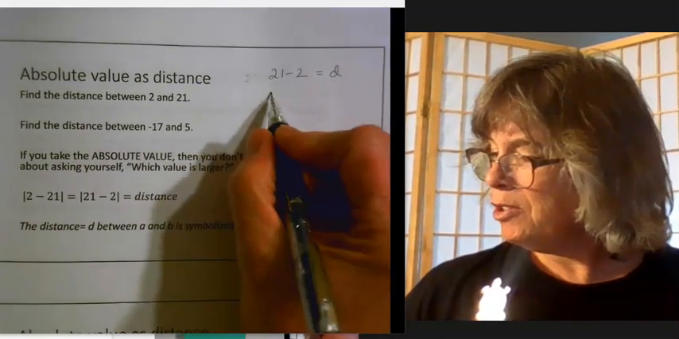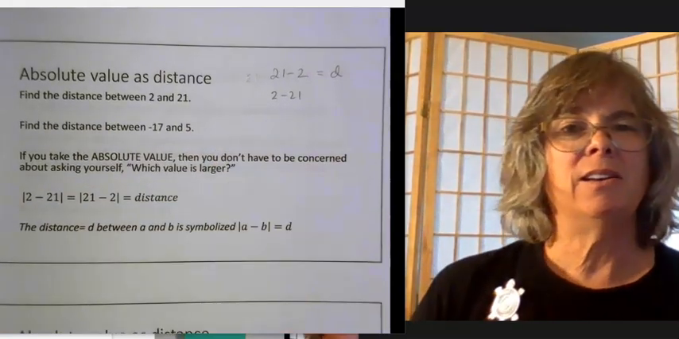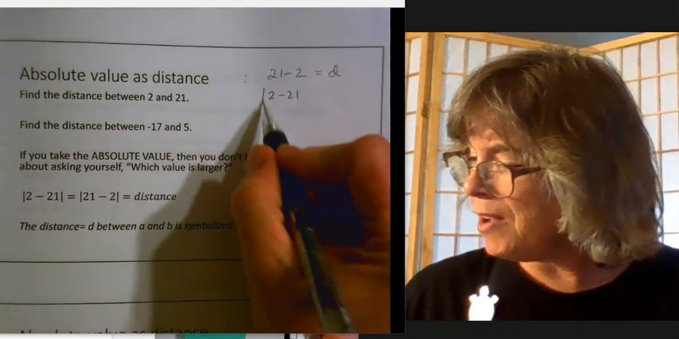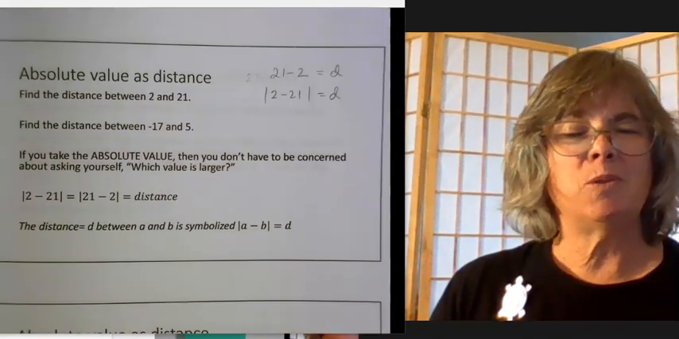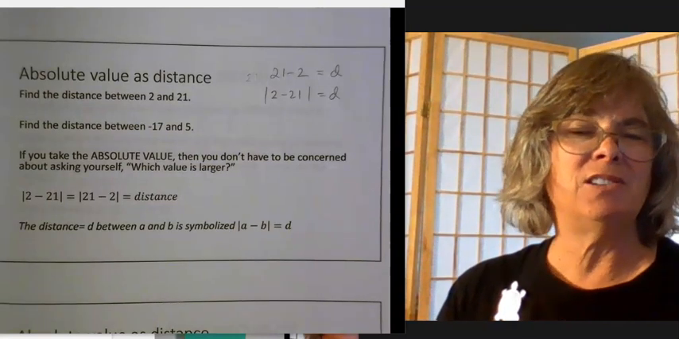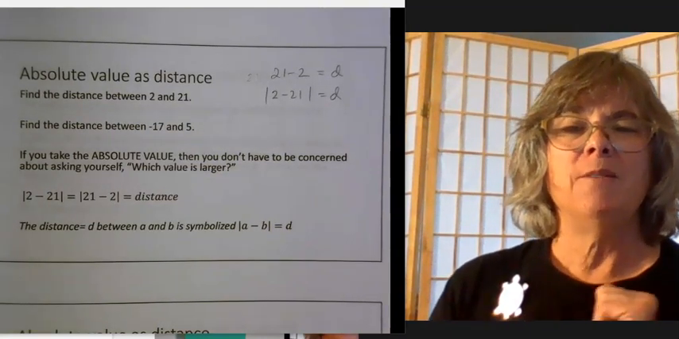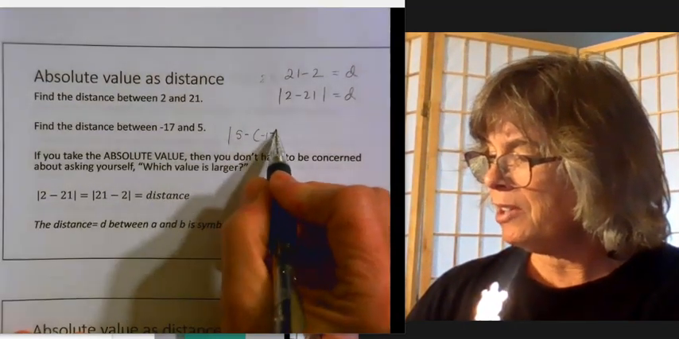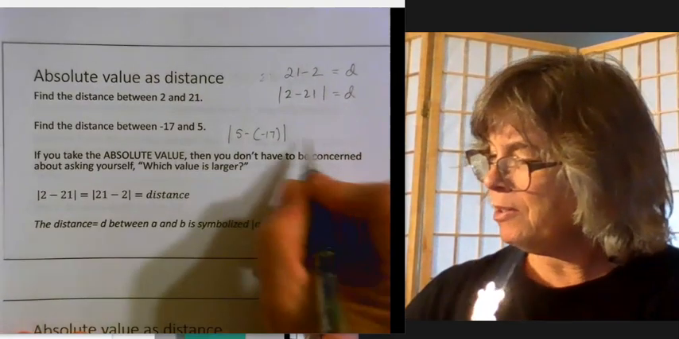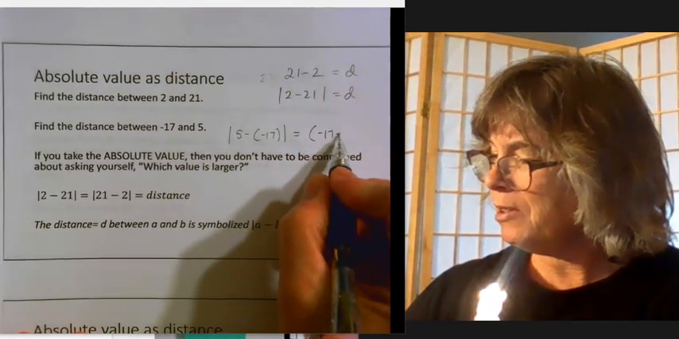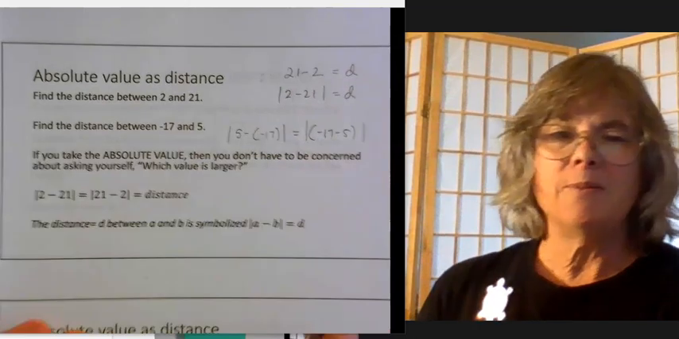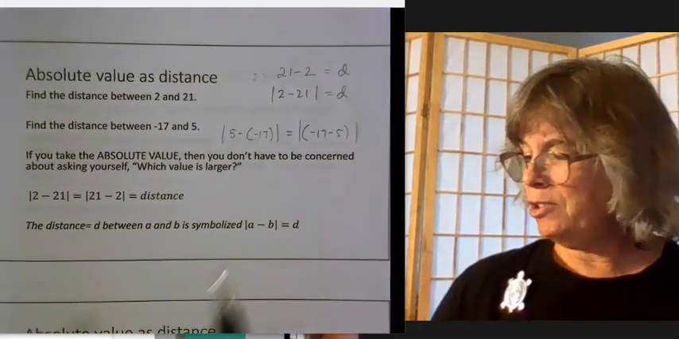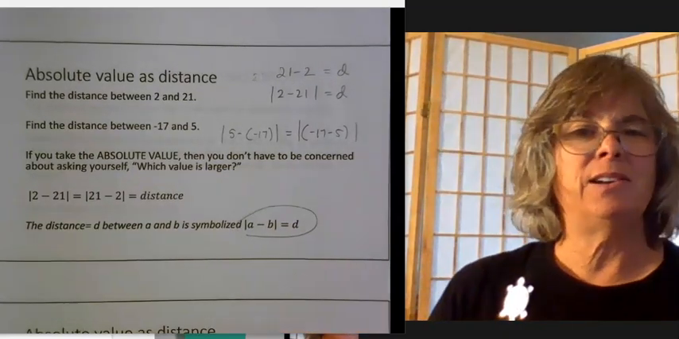If you took 2 minus 21, you'd get a negative number, but if you took the absolute value, you'd get the same thing. So actually, the distance between 2 points is defined as the absolute value of the difference. And then it doesn't matter what order you subtract those values. So over here, 5 minus a negative 17, absolute value, is going to be the same as negative 17 minus 5, absolute value. So we do symbolize the distance as |a - b| = d.